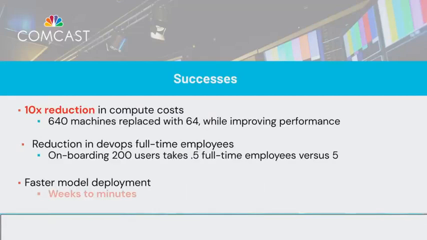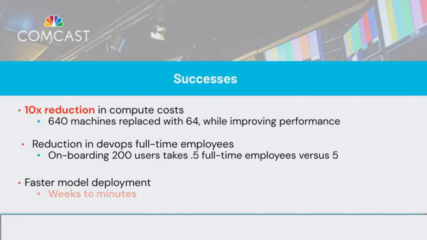Looking at the numbers with Databricks, Comcast reduced their compute costs by about 10 times, and Delta Lake enabled Comcast to optimize their data ingestion. It replaced 640 machines with 64, and at the same time, it improved performance. This means that team members spend more time on analytics and less time on managing all the infrastructure they were using prior to their move to Databricks. It would take approximately 5 full-time DevOps employees to onboard 200 users, and that dropped down from 5 to 0.5.